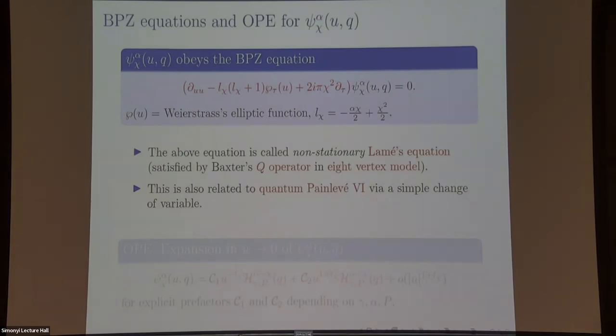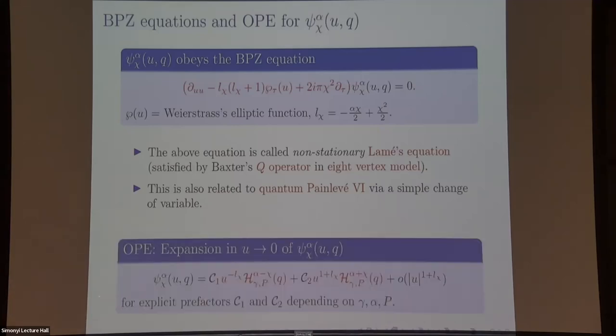Surprisingly, it appears in many different contexts. For instance, in eight vertex models, Baxter's Q operator also satisfies the same equation, and it has been used to show some kind of Yang-Baxter equation for this eight vertex model. Another thing is, this is related to quantum relativistic systems by some simple change of variable. Some version of it also appears in the context of random matrix theory: in the spiked matrix model, essentially the same equation appears up to some identification of the parameters. Since it has this connection with quantum relativistic systems, it brings in naturally some integrability along with it. And then we combine that with this operator product expansion.